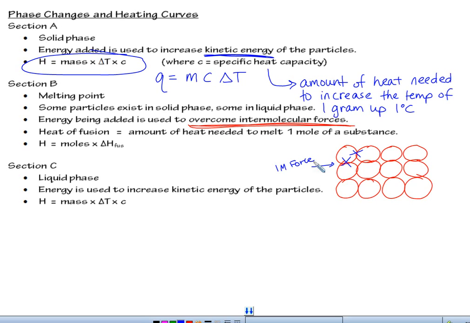If we wanted to calculate exactly how much energy is needed to melt a substance, we use heat of fusion.